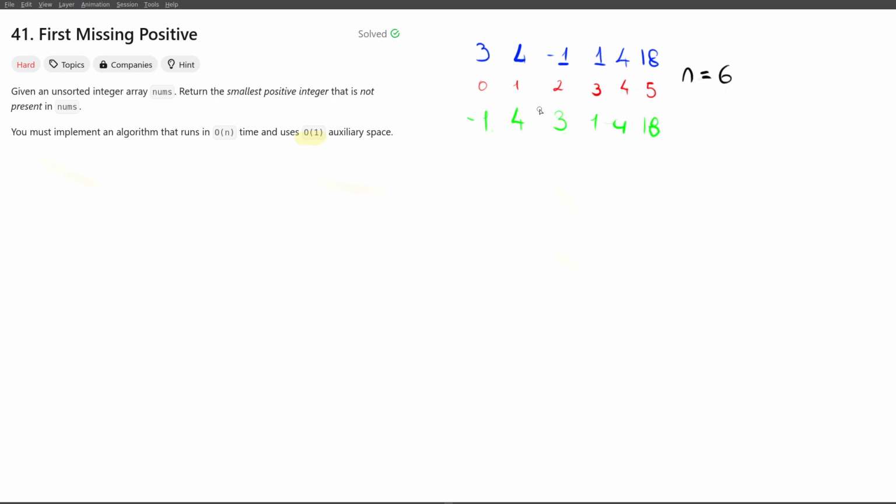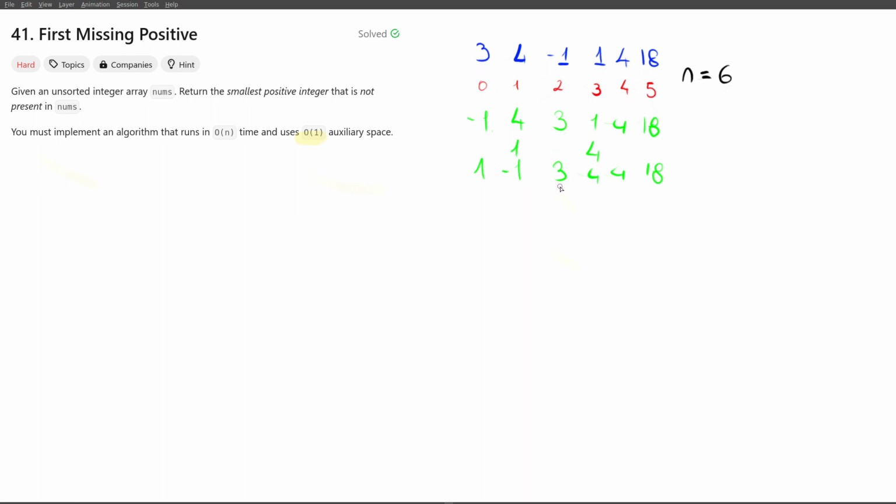Then we see this one. 4 is not equal to 2, as it should be, so we swap it with element on position 3. 1 here, 4 here. Now this one is not on its correct position, it should be at position 0, so we swap them. So now here we have a 1, here we have a -1. We have a -1, we cannot do anything, so we go to the next position. So right now we have 1, -1, 3, 4, 4, 18. Notice that since we're swapping, we have still 2 4s, 1 18, 1 -1, and 3.